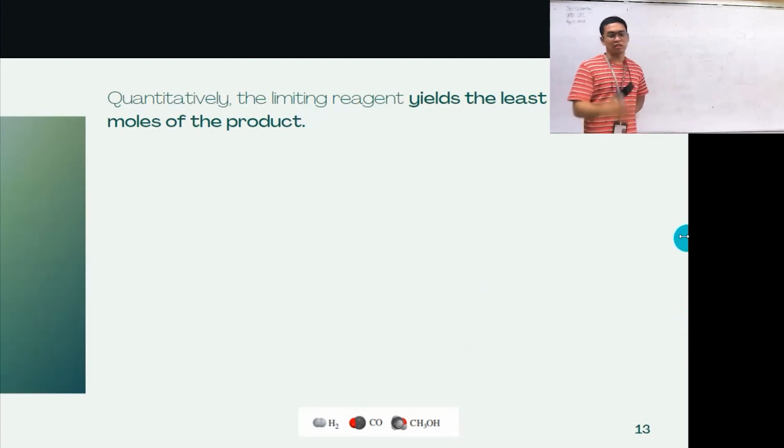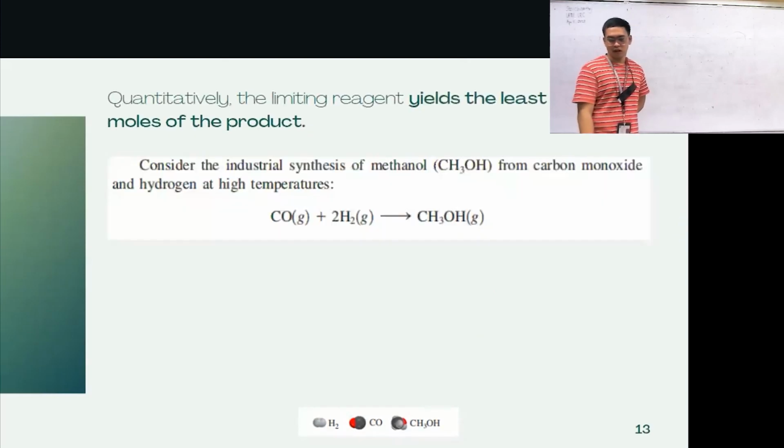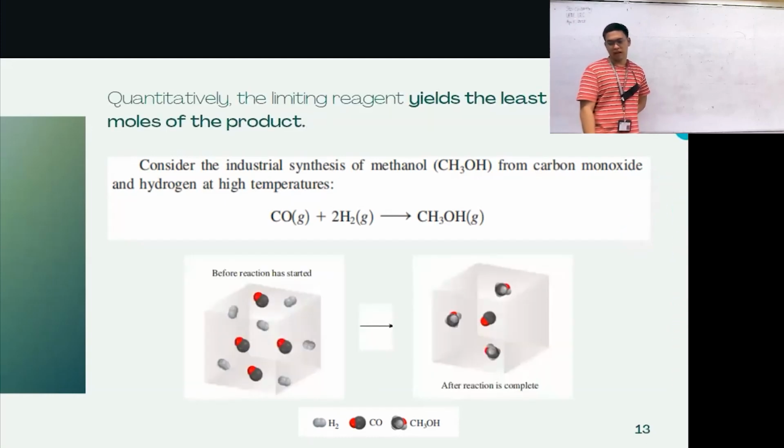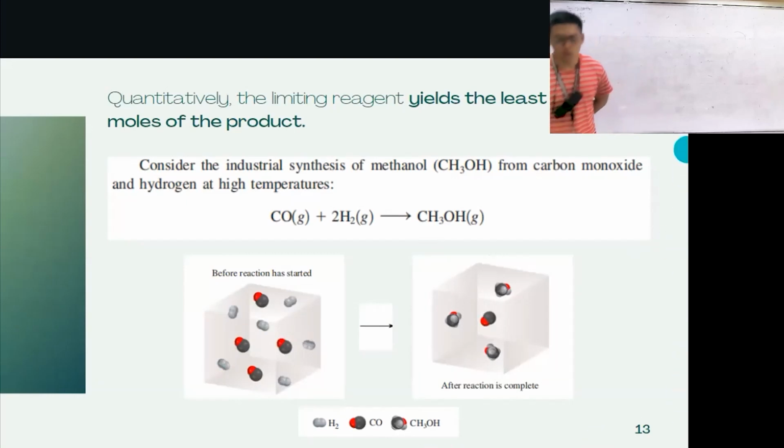So let's consider another situation in the industry. Next po. Actually, this is from Chang General Chemistry. So kung nabasa nyo yan, review na lang siya. The industrial synthesis of methanol from carbon monoxide and hydrogen at high temperatures will yield 1 mole of methanol. You have 1 mole of your carbon monoxide plus 2 moles of your hydrogen gas to produce your methanol. Sige, next po. So, given this, after the reaction is complete, meron tayong natirang carbon monoxide.